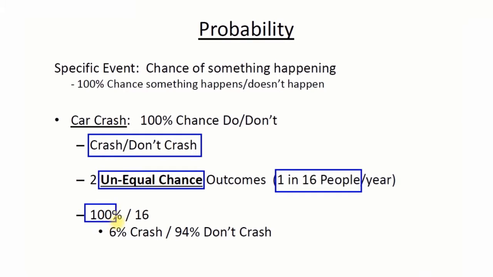Well, I start with 100%, which is always the total of something happening or not happening. In this case, it's a 1 in 16 chance. It's not 1 in 2. It's not equal. They're unequal. So if I want to figure out my chance of getting in a car crash, I take my 100%, I divide it by my 1 in 16 chance, and what that works out to is I have a 6% chance of getting in a car crash this year and a 94% chance that I don't get in a car crash this year. And again, please notice 6 plus 94 equals 100. They always have to add up to 100.